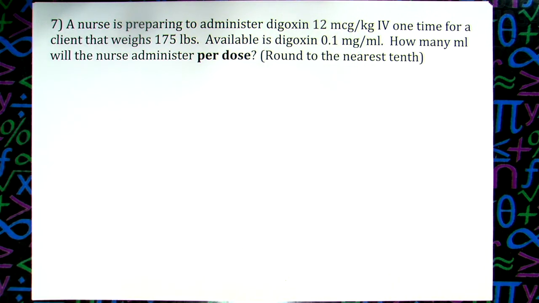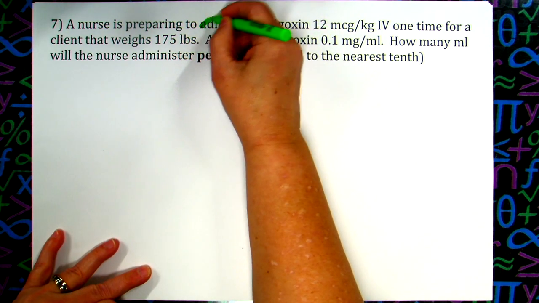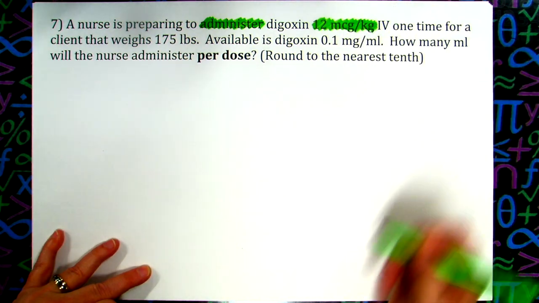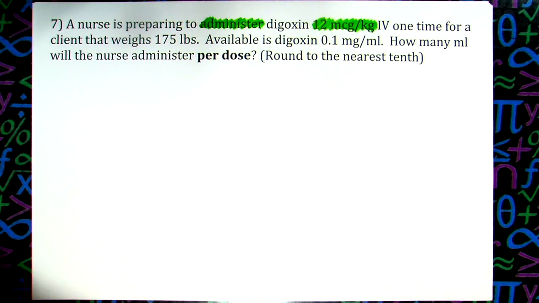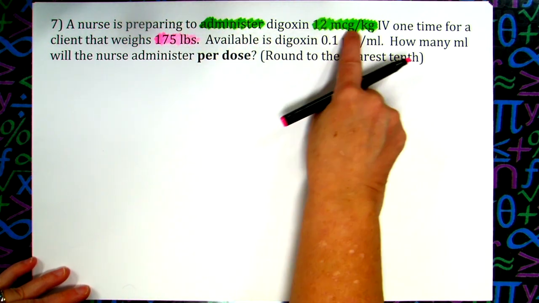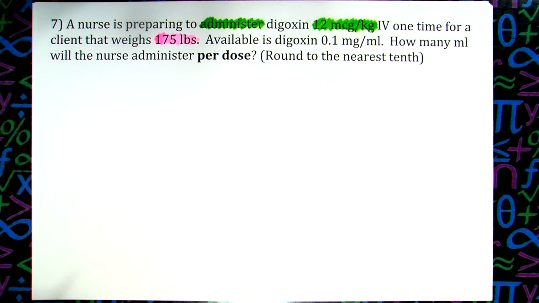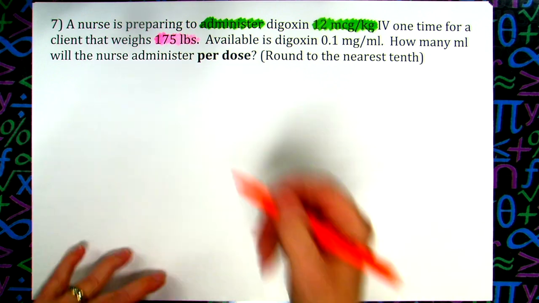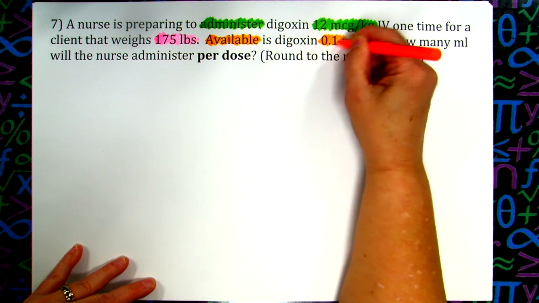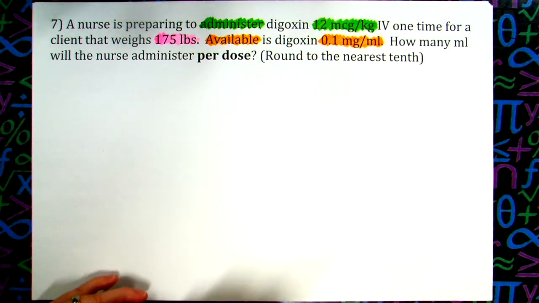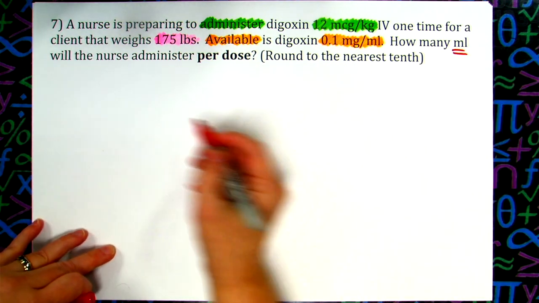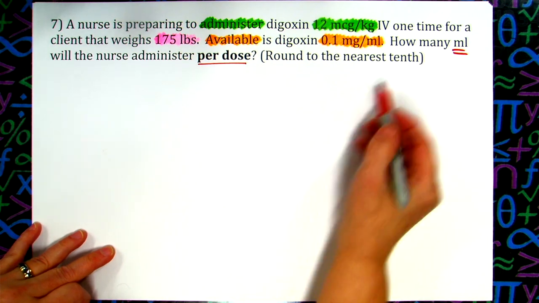All right, so let's go ahead and look here and see what we've got. We're supposed to administer 12 micrograms per kilogram of an IV one time for a person that weighs 175 pounds. Right off the bat, I've got pounds, I know I've got kilograms, so I know I'm going to have to do a conversion there. Available is 0.1 milligrams per milliliter. The question is asking how many milliliters will the nurse administer per dose, round to the nearest tenth.